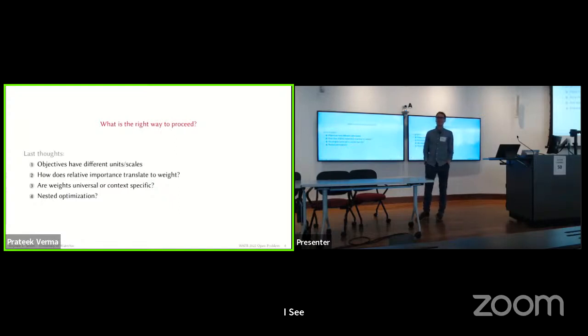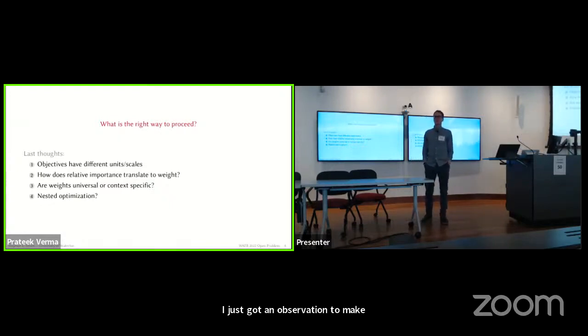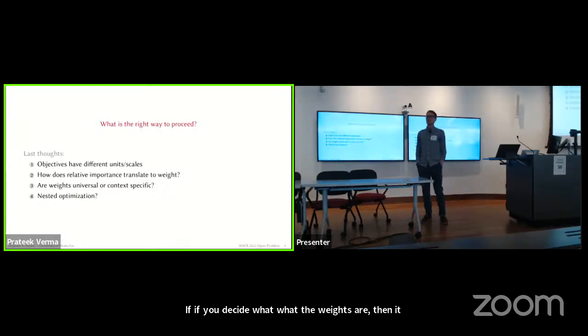Hi. I think this is a great problem. I don't have an answer to it. I just have an observation to make. This seems to be very similar to the alternative. If you decide what the weights are, then it looks very similar to the alternating direction method of multipliers, ADMM, which in the past decade people have done a ton of research on. They have centralized solutions. They have decentralized solutions.